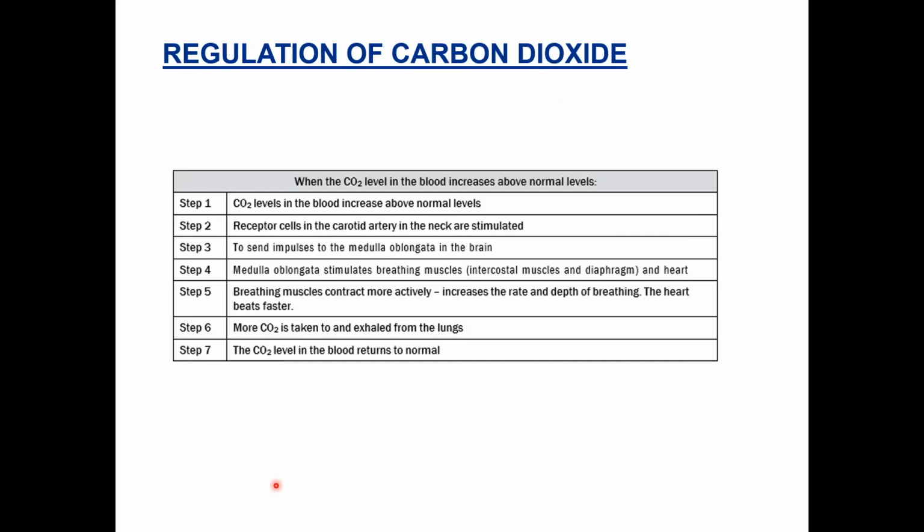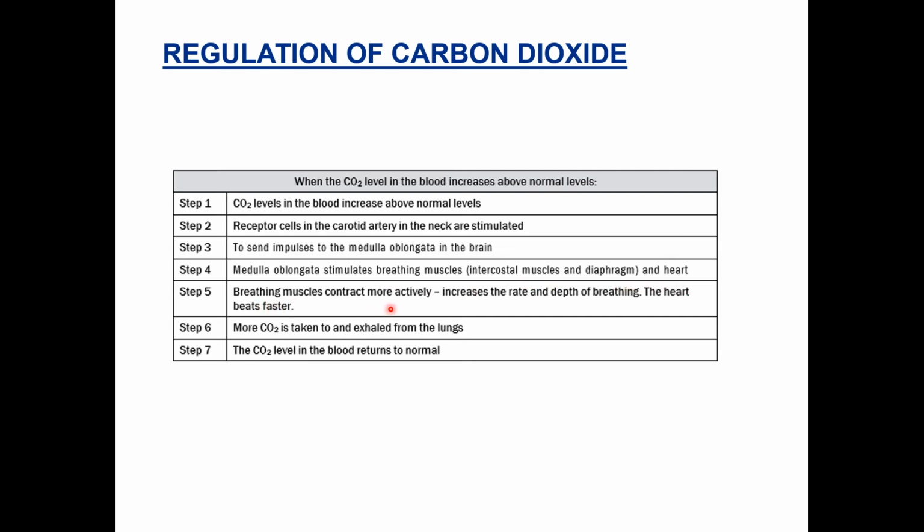Now, very important. I have seen this question come out many times. It will not be the last time it will come out in your exams. So, the regulation of carbon dioxide. So, when your blood carbon dioxide levels increase above normal, there are receptor cells, chemoreceptors in the carotid artery in the neck that are stimulated. These cells send a message to the medulla oblongata in the brain, which in turn sends messages to the breathing muscles, the intercostal muscles and the diaphragm and the heart.